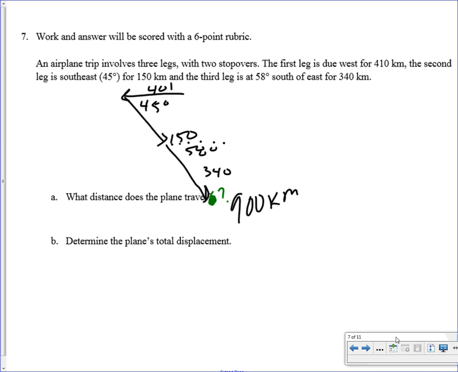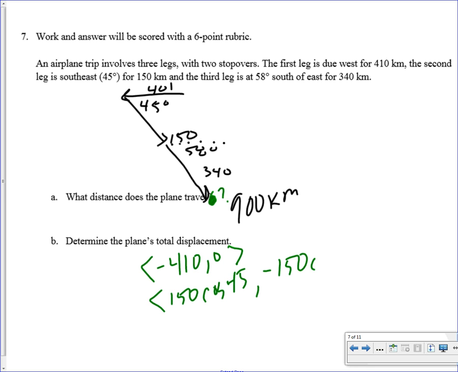So the first one, because we're going due west, it will be negative 410, 0. The second one, we are going southeast, so it's positive x, negative y. Magnitude, cosine, the angle, magnitude, the cosine, the angle. Positive x, negative y, because we're in quadrant 4, we're going right and then down.